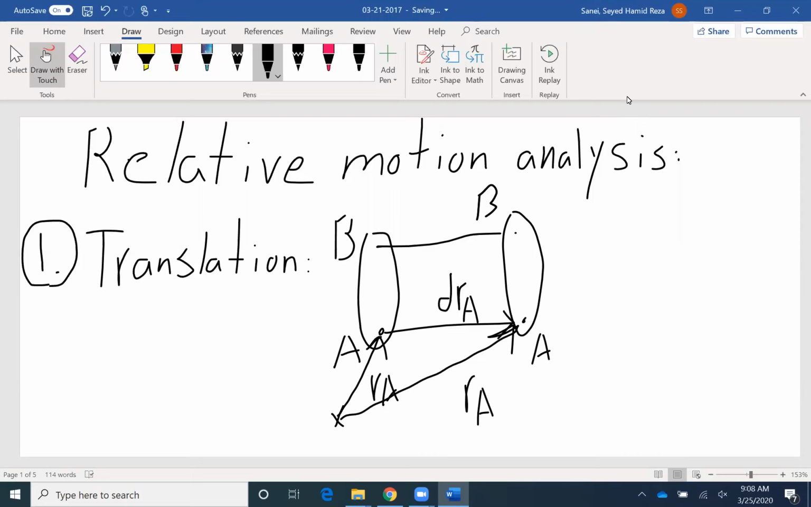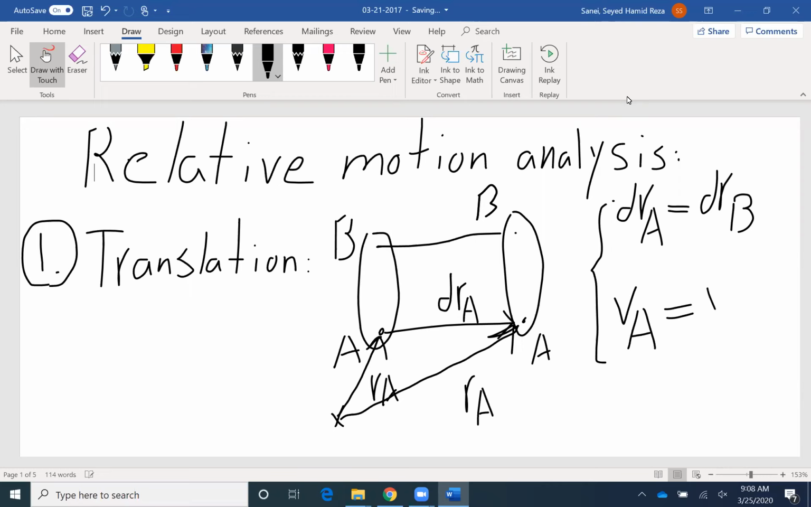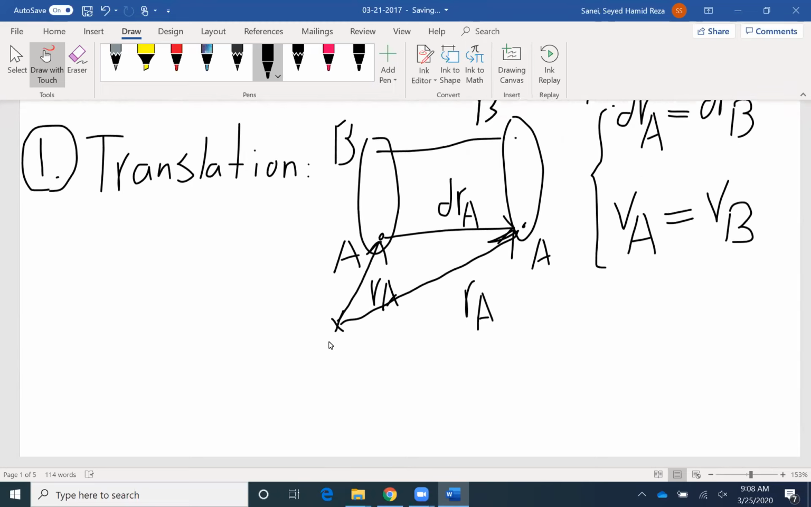And we can write the same thing for point B in our rigid body. So when it's translation, dRA, our displacement vector for A, is the same as the displacement vector for B. And therefore the velocity at A is the same as the velocity at B. And that is true for any other point on our rigid body. The velocities are going to be the same.